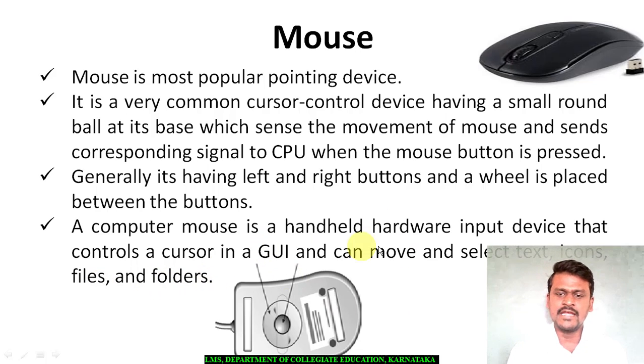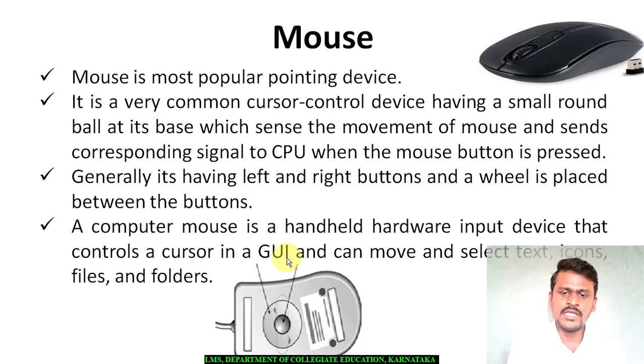This means handheld, the mouse is placed within your hand, you can hold that mouse with your hand, so it is called a handheld hardware. And you can also see here GUI. This means graphical user interface, nothing but your computer screen.